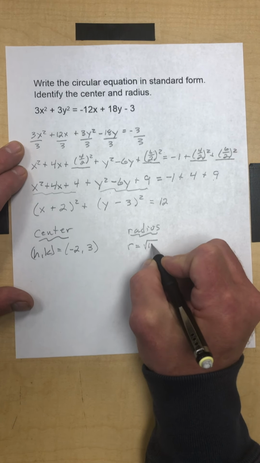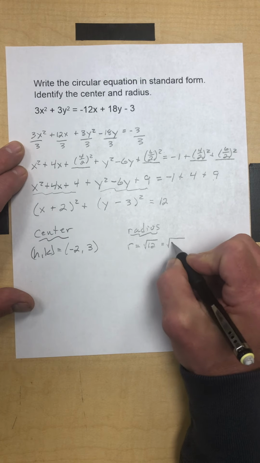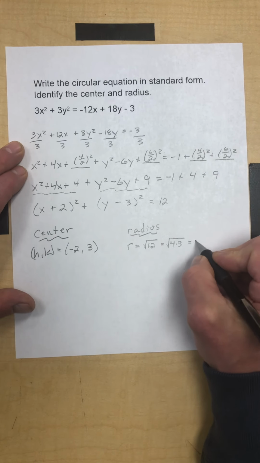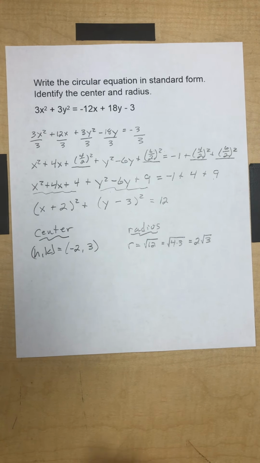All right, now, radical 12 is not in simplest radical form because we have a factor of 4 in there. Okay, so the square root of 4 is 2, so we would get 2 radical 3 in simplest radical form. Okay, we're good on that one. Okay, let's try another one like that.